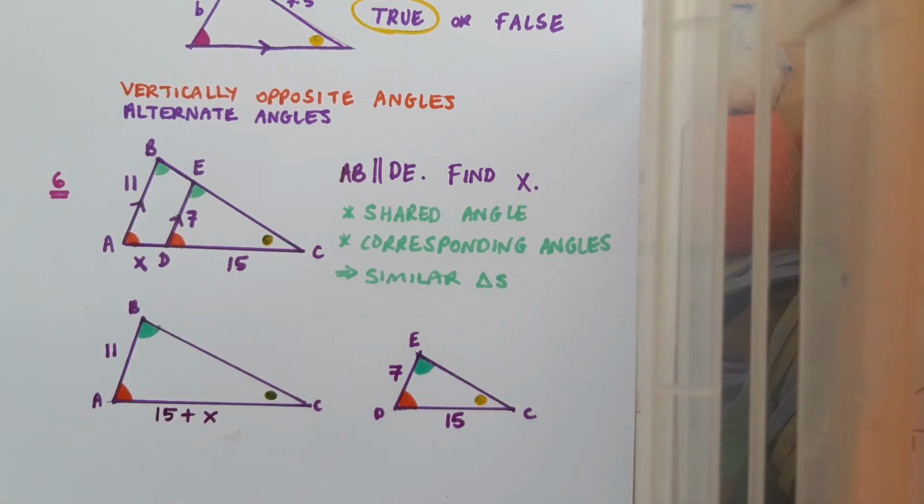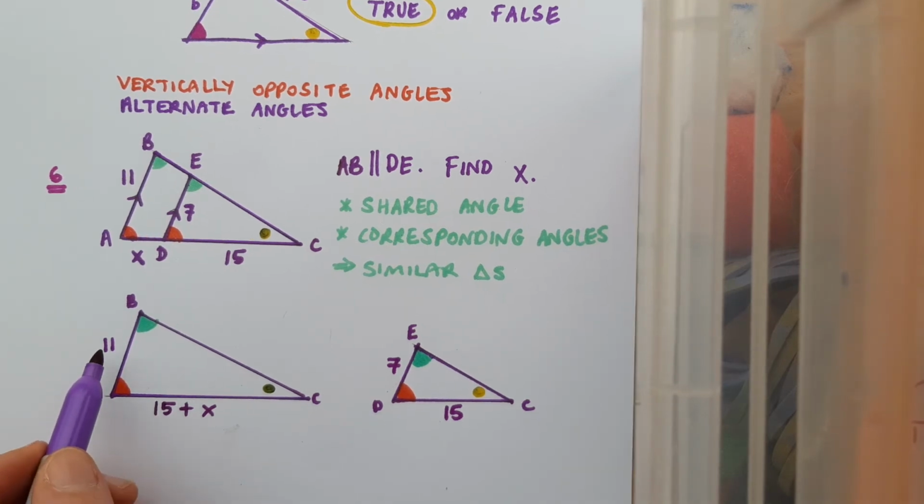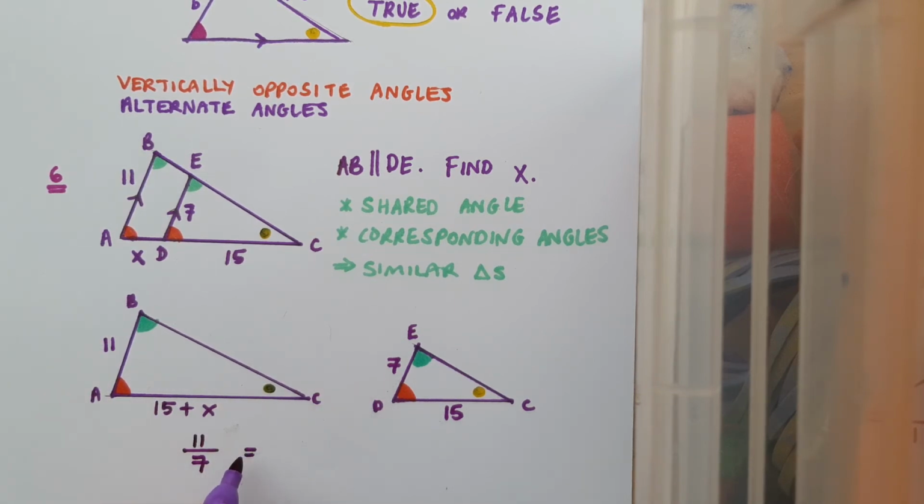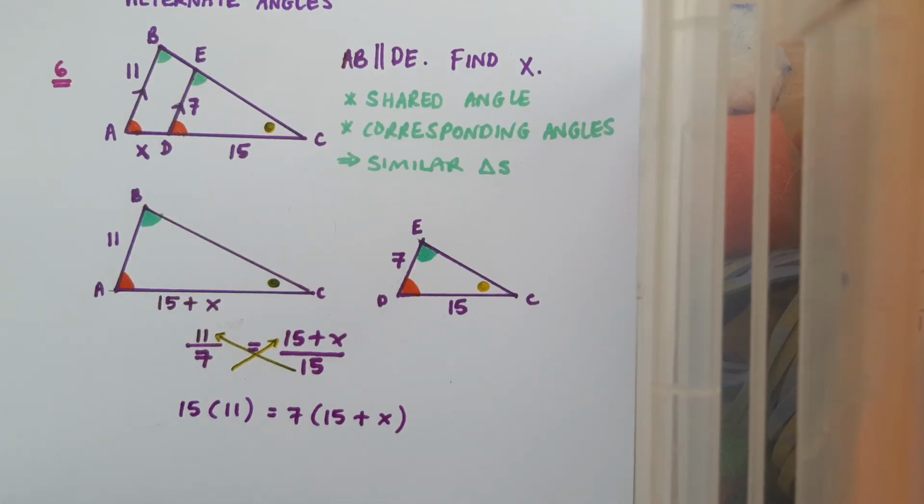Now, because I know that the 2 triangles are similar, I can make my fractions to find my unknown. So I can say, for example, 11 over 7 equals 15 plus X over 15. Now I just need to do a little bit of cross multiplication to figure out my X. So my 15 is going to go up and multiply. My 7 is going to go up and multiply. And that's going to give me 15 by 11 and 7 by 15 plus X. And then just go to the calculator and multiply it out.